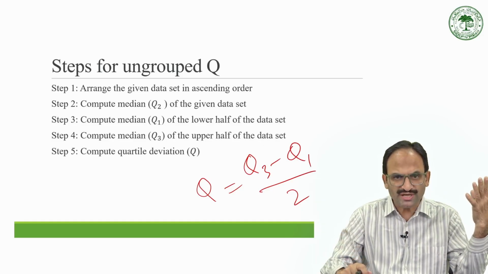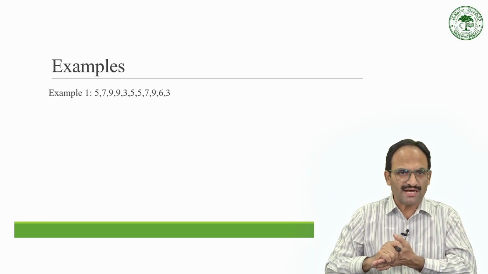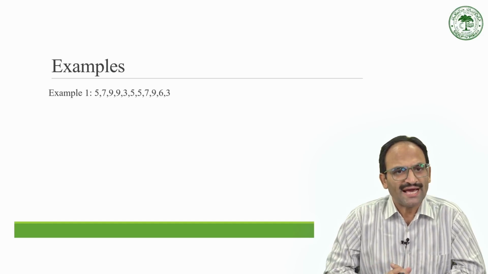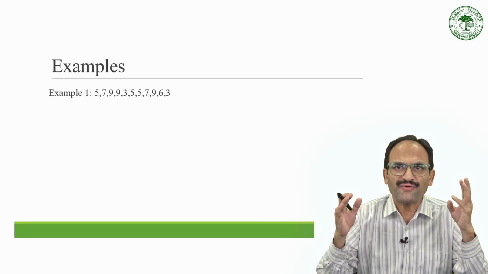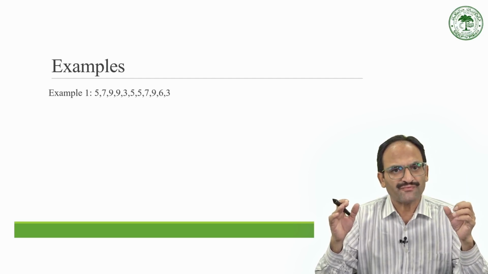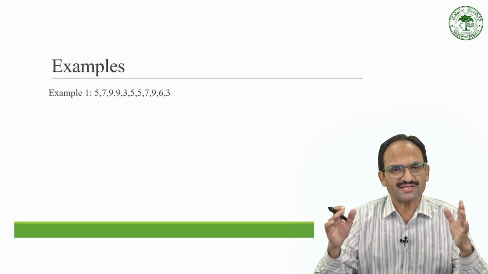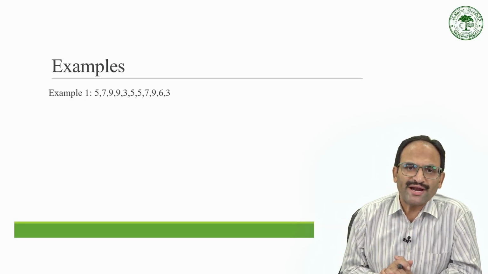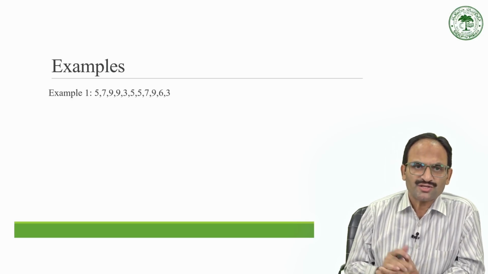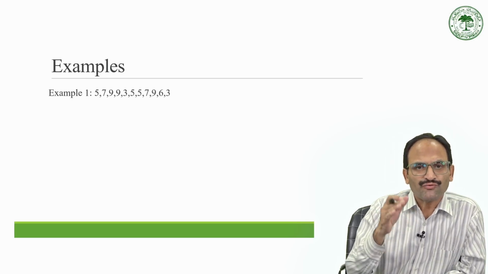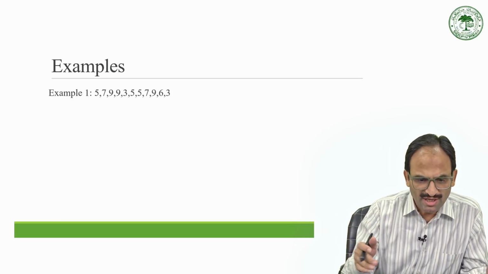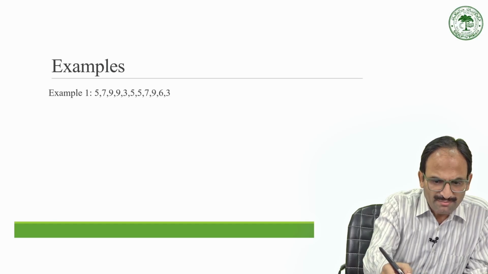So how to do it? Let's take some examples and do it. The example has been written. The numbers are 5, 7, 9, 9, 3, 5, 5, 7, 9, 6, 3. We are required to calculate the quartile deviation for this data. Remember what I have said. First you have to arrange all the data in ascending order. So see which one is the lowest number.